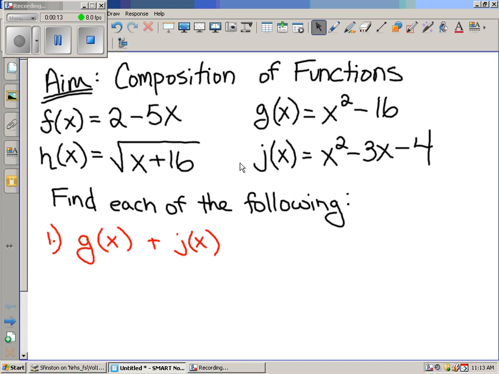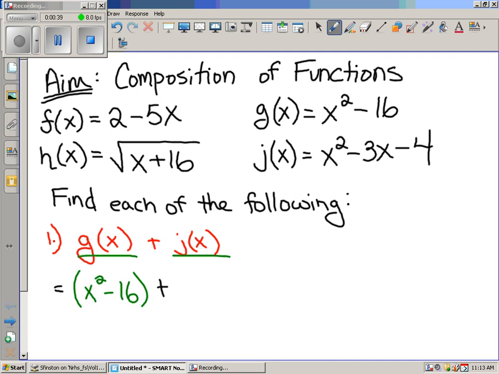Here's what I want to do. I want to do like g of x. I want you to find g of x, and I want you to add j of x to it. What do you think you do? Yeah, how much is g of x worth? Yeah, it's worth x squared minus 16. So that's all I'm going to do. I'm going to put it in parentheses. X squared minus 16. Now, how much is j of x worth?